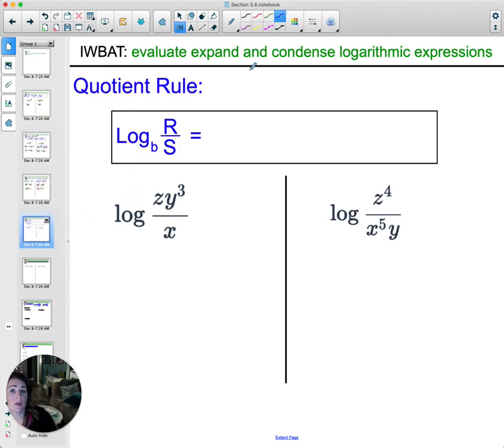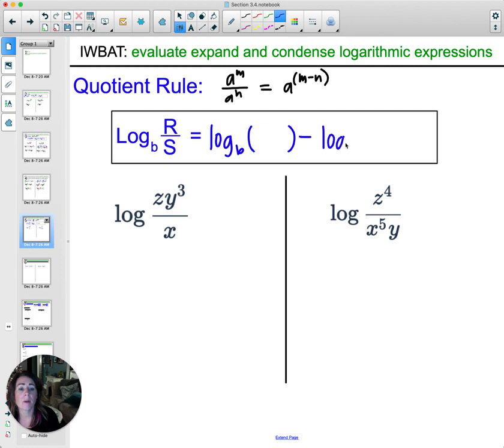Then we have quotient rule. Remembering with exponents, if you have a to the m over a to the n, you would subtract those exponents, so you would have a to the m minus n. Now when you're in a logarithm and you're dividing, when you expand this out, you're going to have each of those factors, but you're going to be subtracting the logs. You're going to end up with 2 logs: the top factor first, the bottom factor second. That's really important. It has to go in order. So make sure you get the top factor first and the bottom factor second.